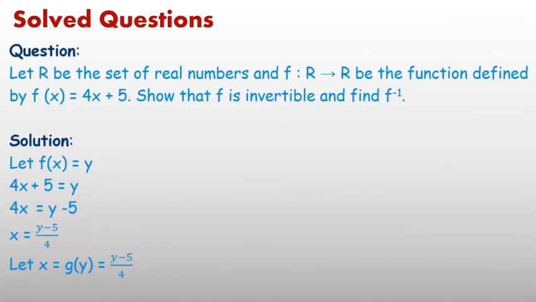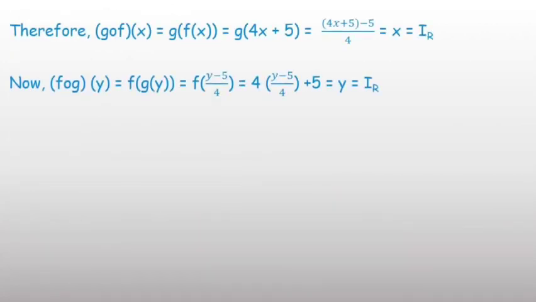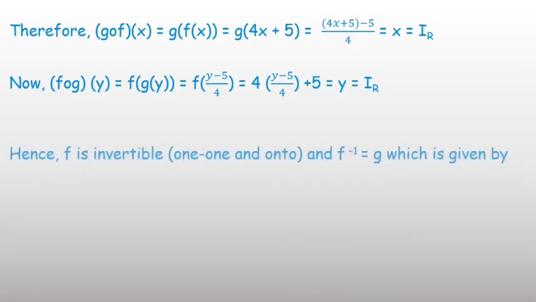Now to prove it is invertible, first you use the concept of composition of functions and find g of f(x). After solving, you get x, the identity function on real numbers. Then f of g, after solving, again you get the identity function for real numbers. It implies f of g and g of f both are identity functions, meaning the function is invertible.